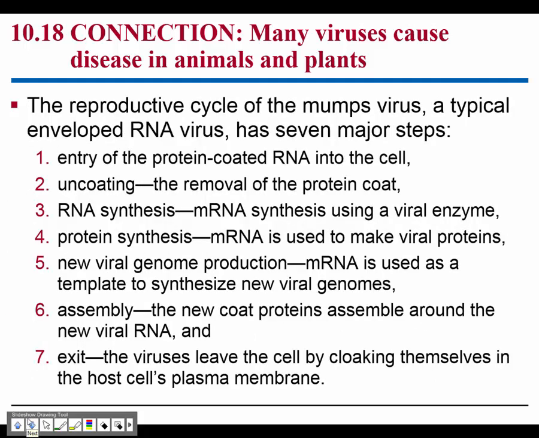And so we have the reproductive cycle of the mumps virus, which is a typical enveloped RNA virus, and it's got 7 steps. Entry of the protein and RNA into the cell; uncoating, the removal of the protein coat; RNA synthesis, where mRNA is synthesized using the viral enzyme; protein synthesis, where mRNA is used to make viral proteins; new viral genome production, where mRNA is used as a template to synthesize new viral genomes; then assembly, where the new proteins assemble around the new viral RNA; and then they exit, and they cloak themselves in the host cell's plasma membrane.